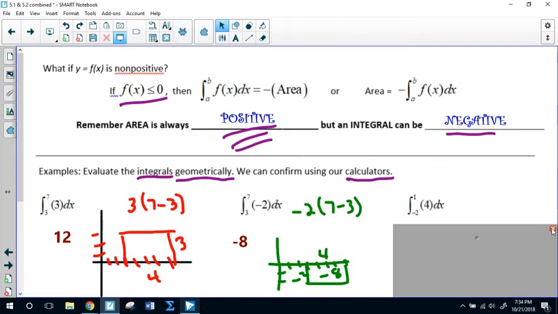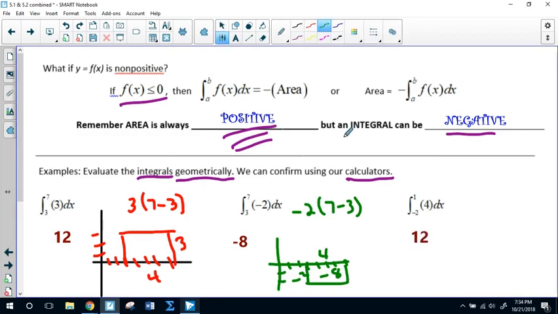Last one is also 12 for the same reason we've been doing. So 4 times 1 minus -2, 4 times 3 is 12.